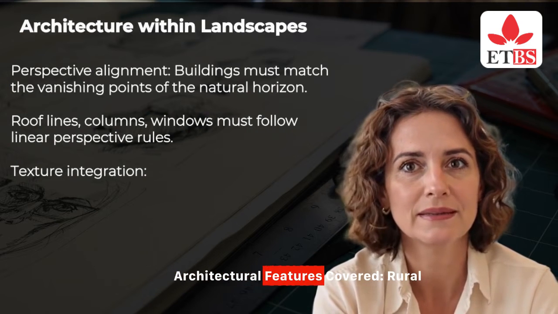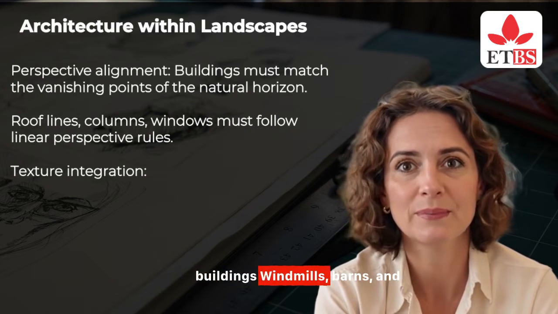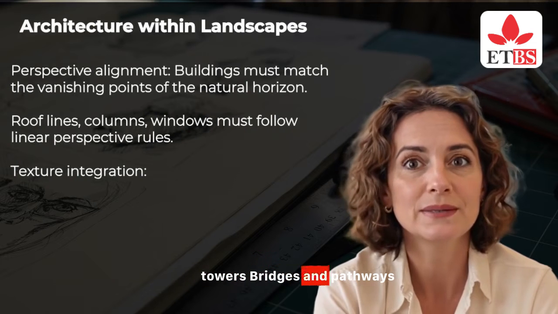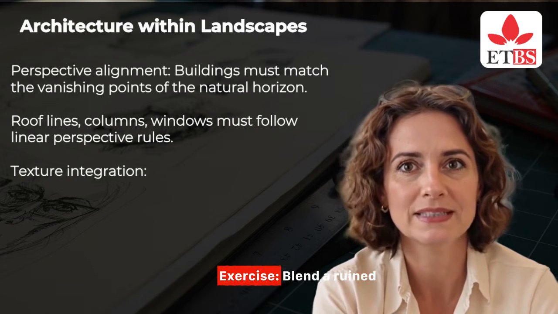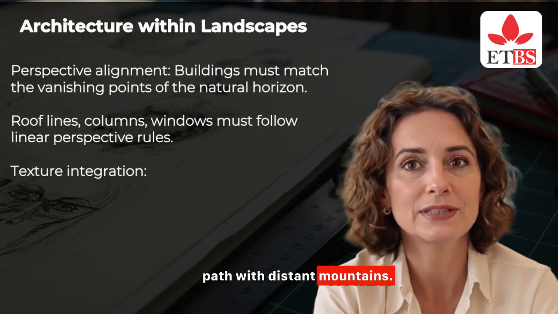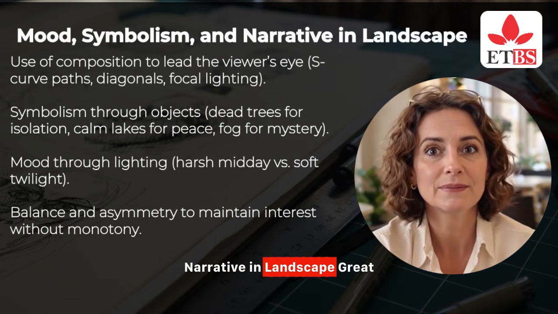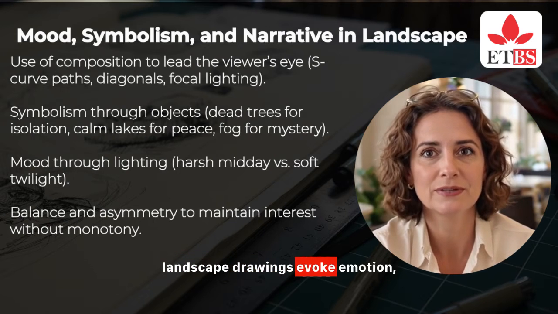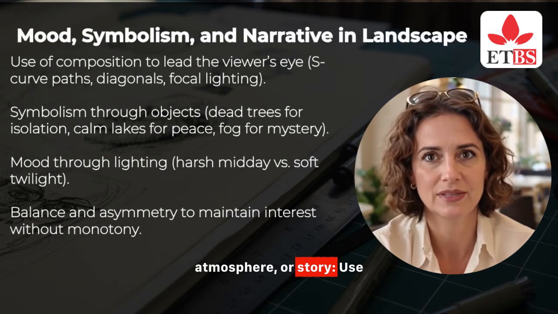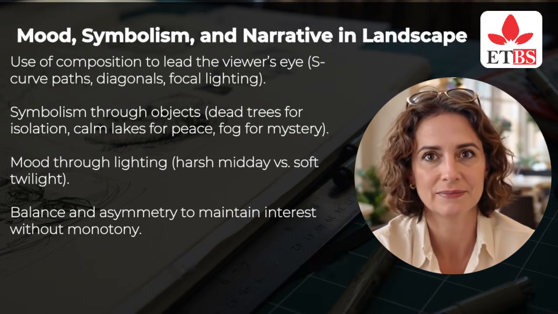Architectural features: covered rural cottages, ruins and abandoned buildings, windmills, barns and towers, bridges and pathways. Exercise: blend a ruined archway into a forest path with distant mountains. 5. Mood, symbolism and narrative in landscape. Great landscape drawings evoke emotion, atmosphere, or story. Use of composition to lead the viewer's eye: S-curve paths, diagonals, focal lighting.